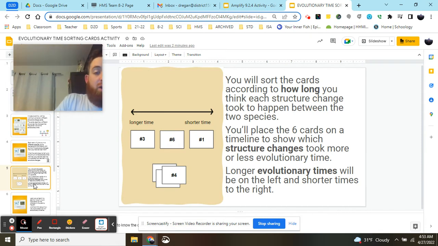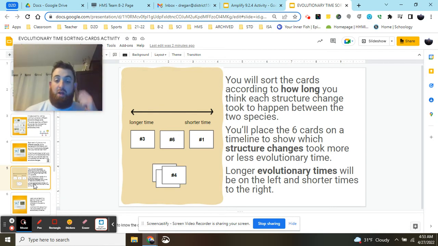So you'll be sorting the cards according to how long you think each of these structural changes took between our different species. For example, you'll have your six different cards and you'll be putting them in order. You'll place the six cards on a timeline, kind of like what we did with our model. And you'll show the structural changes and whether or not they took more time to occur or less time. Okay, the longer evolutionary time that you think it took for those structural changes, you'll put them on the left side. So maybe you think the structural changes in card three took the longest, and then you'll put the shortest time on the right side. So we'll see all six cards from longest evolutionary time to shortest evolutionary time.